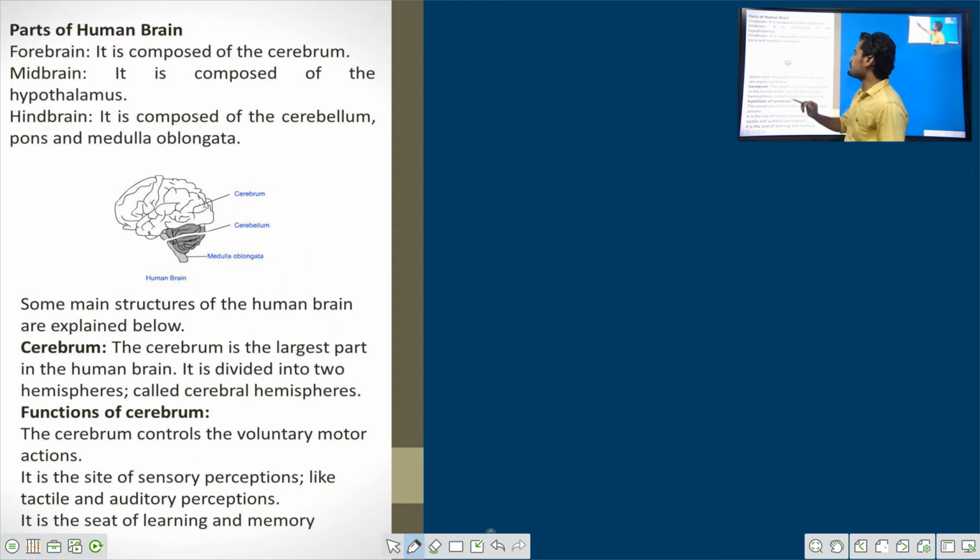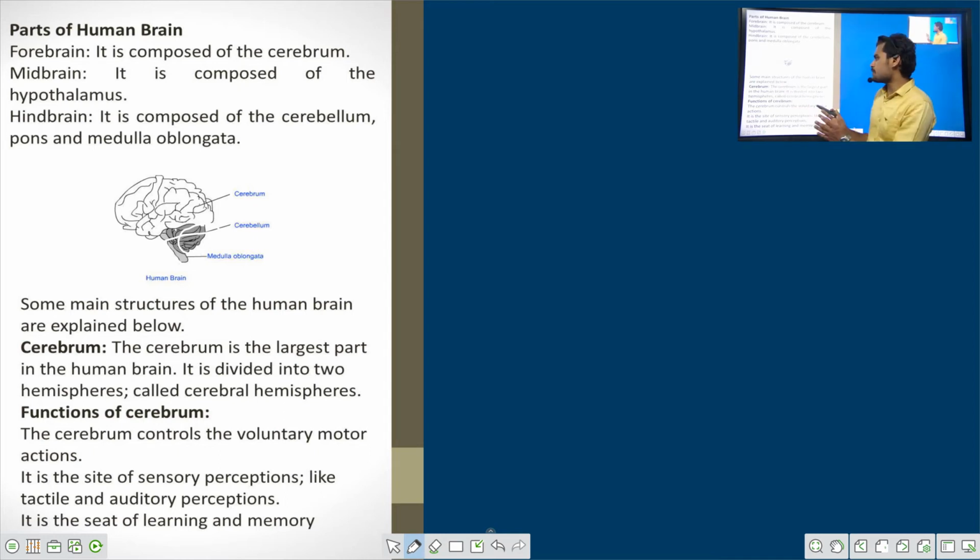The forebrain also includes the hypothalamus. Usually the hypothalamus will be present here, and the hindbrain is composed of the cerebellum, pons and medulla oblongata. You can see the grayish part is the cerebrum, and the stem-like structure protruding from the brain is the medulla oblongata. So let us discuss what function each part plays.